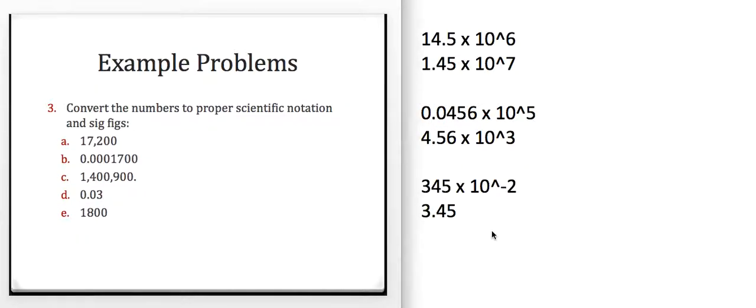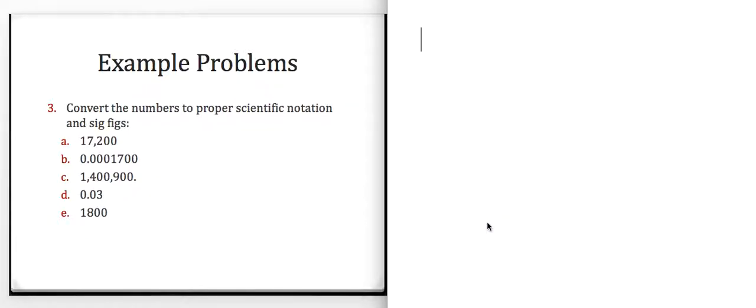All right, so let's try some example problems with this and see if this is helping. I'm going to convert the numbers to proper scientific notation and significant digits. So I've got to keep that in mind when I write these. My first one is 17,200. So this is 1.72. Those zeros over there, those zeros are not significant. And I know they're to the right, but there's no decimal point.